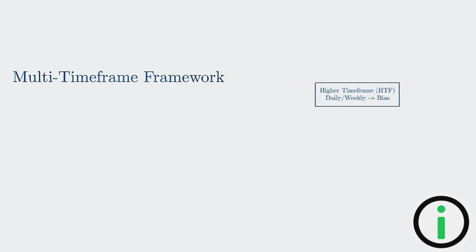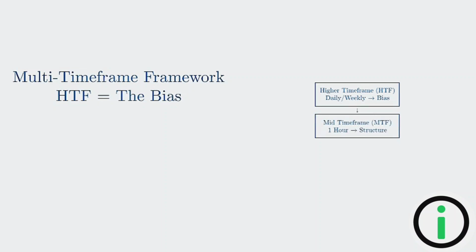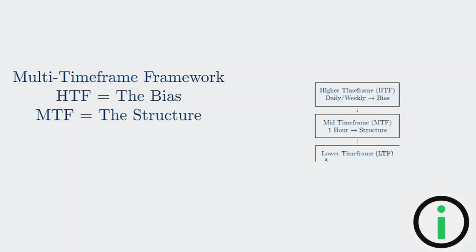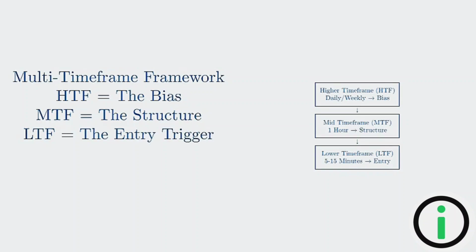Think of the higher time frame, like the daily or weekly chart, as the tide of the ocean. It tells us the overall direction or bias. Are we in a bull market or a bear market? The mid-time frame, specifically the 1-hour chart, shows us the structure. This is where we see the waves, the support and resistance levels that define the current playing field. Finally, the lower time frame, such as the 5 or 15-minute chart, is our entry trigger. This is where we look for the specific ripple that signals it is time to jump in.